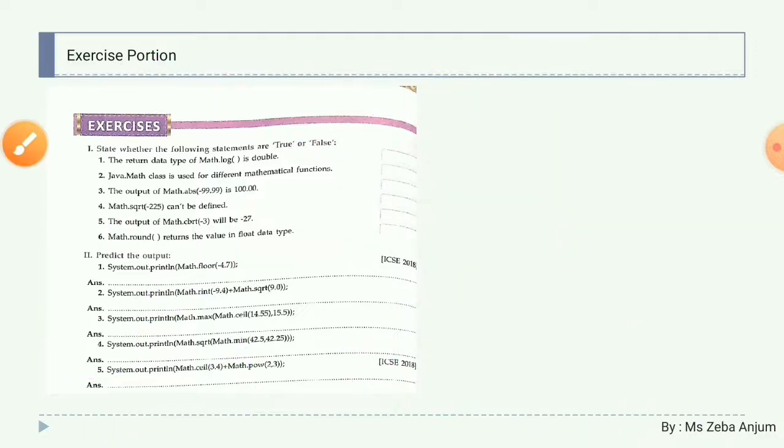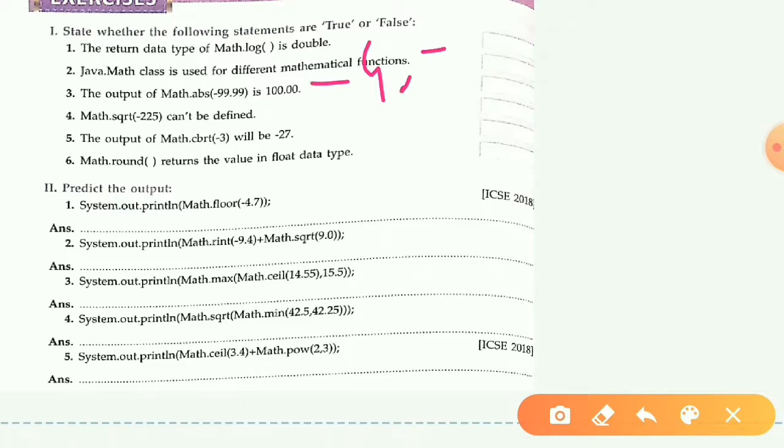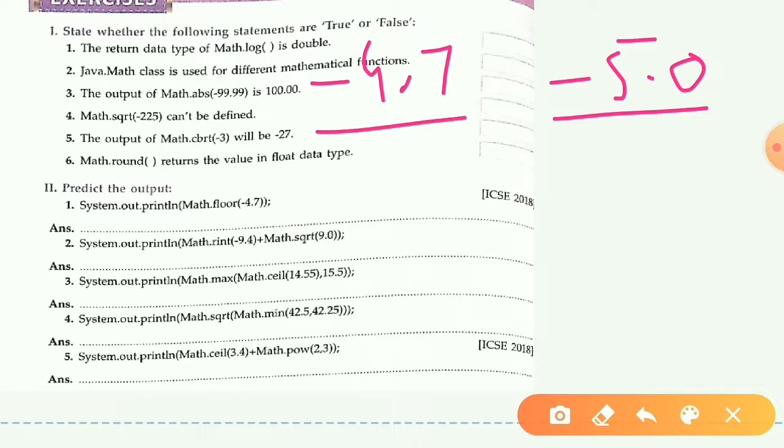Now again see, predict the output. Second part we are having, that is your predict the output. Now see the first one over here. You have to find out Math.floor value of -4.7. Firstly over here see you are having a negative number, and you are having what? -4.7. If you round off this number, then you will be getting -5.0, and -5.0 is smaller than your -4.7, and hence it can be used as your floor value. So the answer is -5.0 for this question.